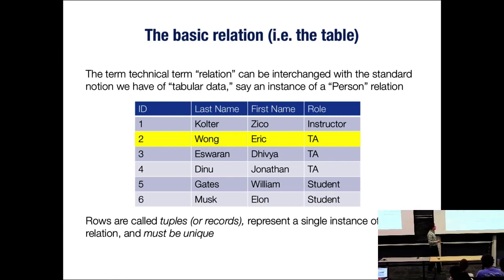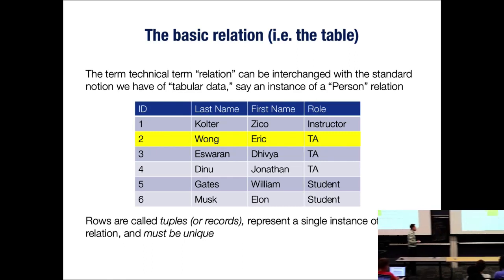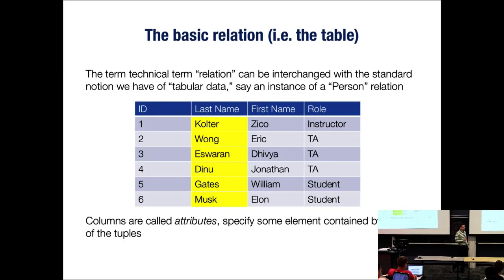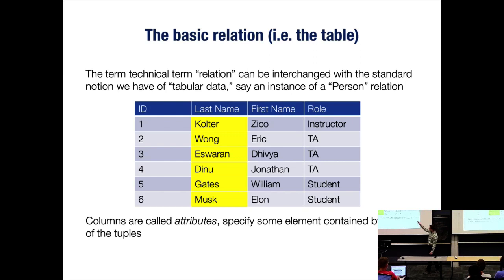The columns in a relation are called attributes, and they specify some element that each of these records or tuples contains. So each of these records or tuples contains a last name, a first name, and a role in this case. All right, so hopefully this appeals to the intuition you already have. Everyone, I presume, has opened up a spreadsheet before. That's what a relation is. It's a bunch of records in tabular form. They just call them relations because we like to be formal in computer science.